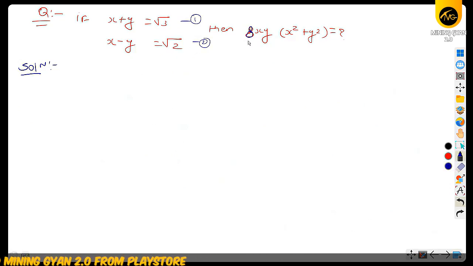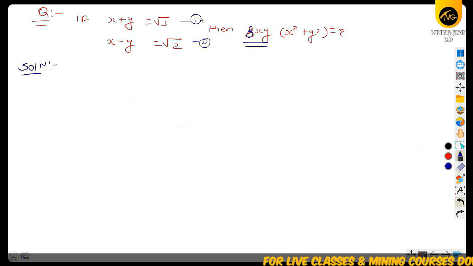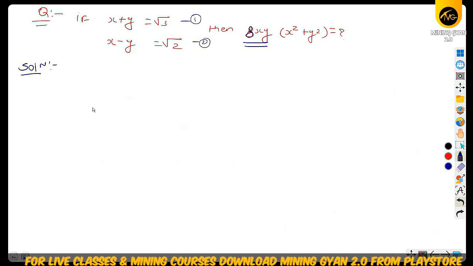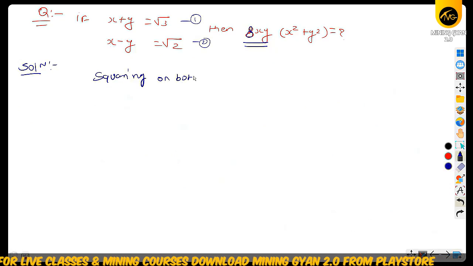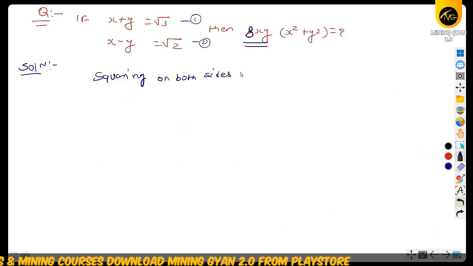Okay, just consider the second portion of the question. We have to find out the value of x square plus y square. That means we should convert the x plus y form into the x square plus y square form. That means we have to square both sides of equation 1 and equation 2.